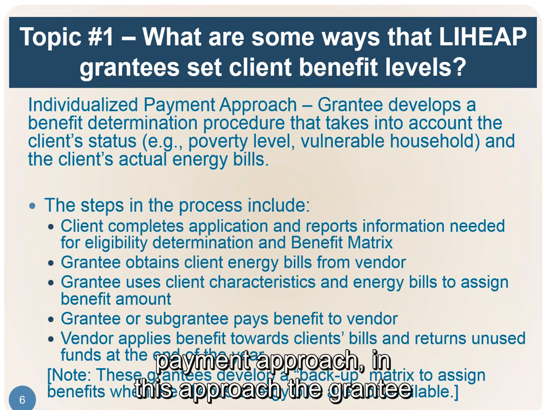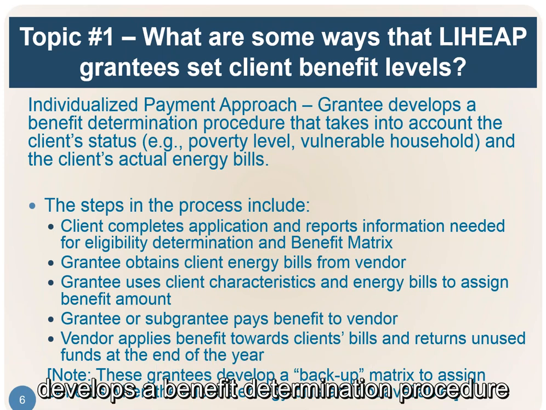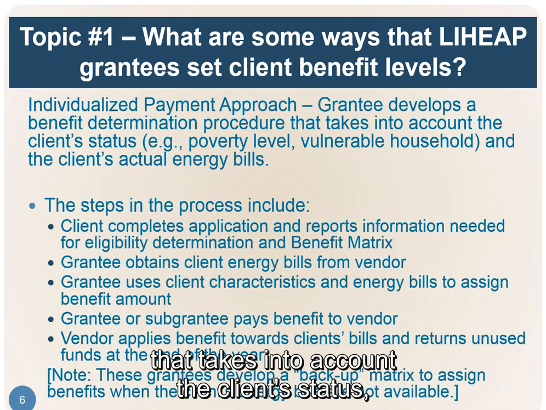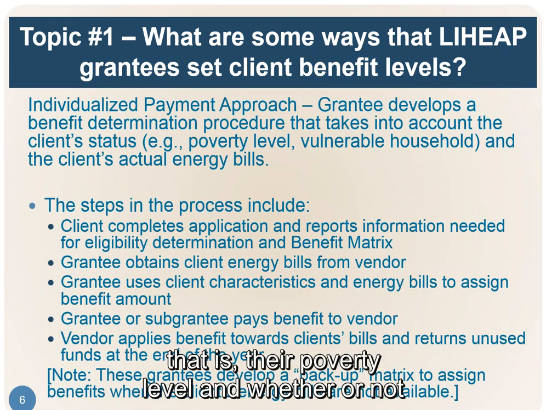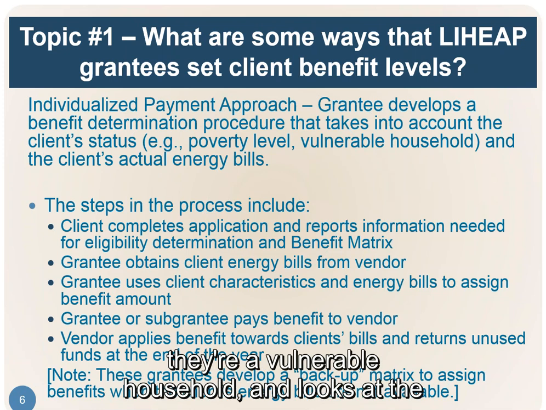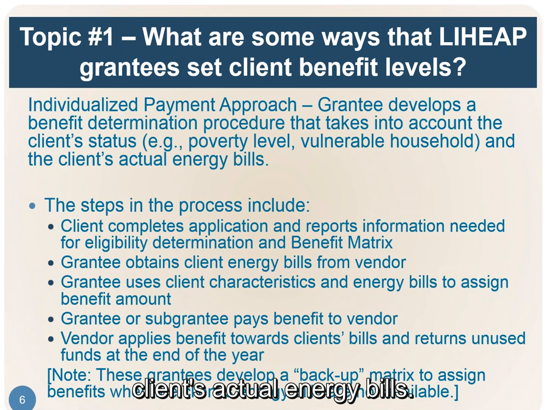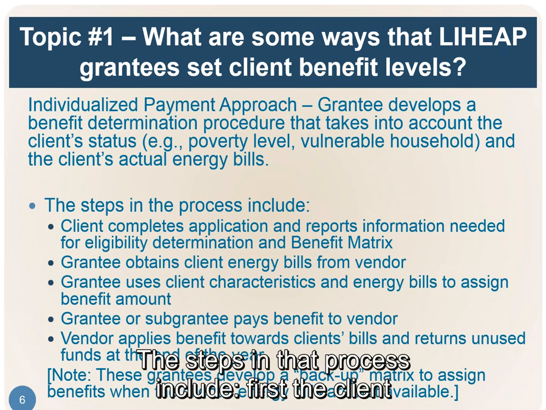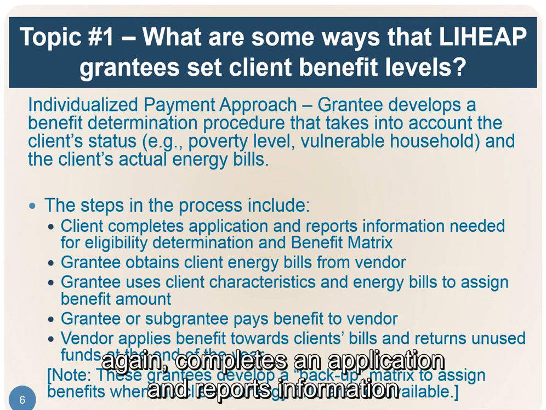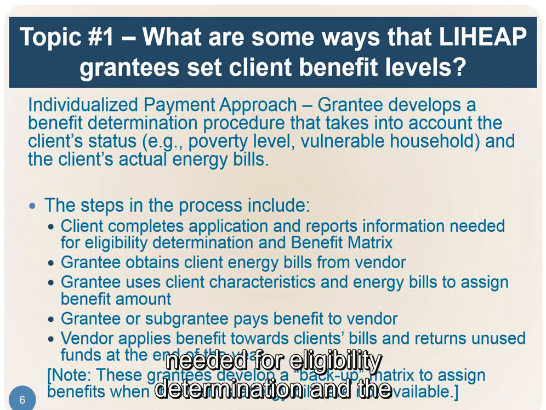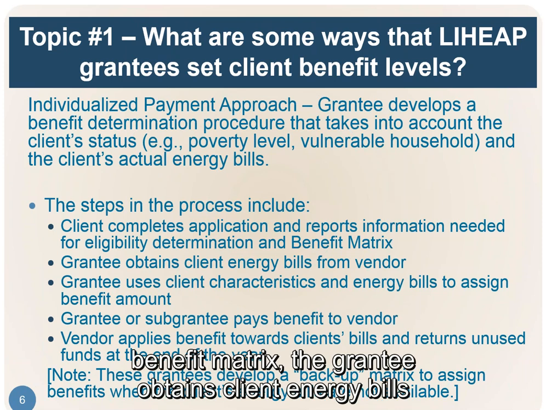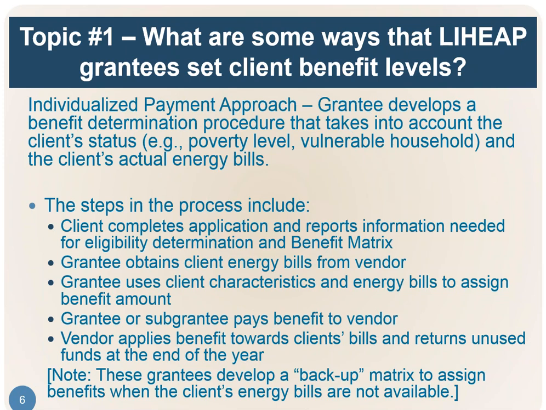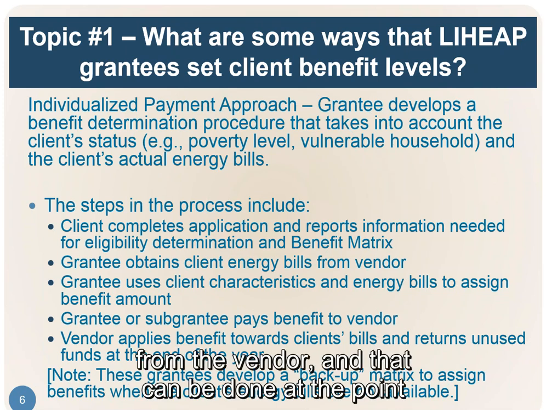In this approach, the grantee develops a benefit determination procedure that takes into account the client's status, that is, their poverty level and whether or not they're a vulnerable household, and looks at the client's actual energy bills. The steps in that process include, first, the client, again, completes an application and reports information needed for eligibility determination and the benefit matrix.